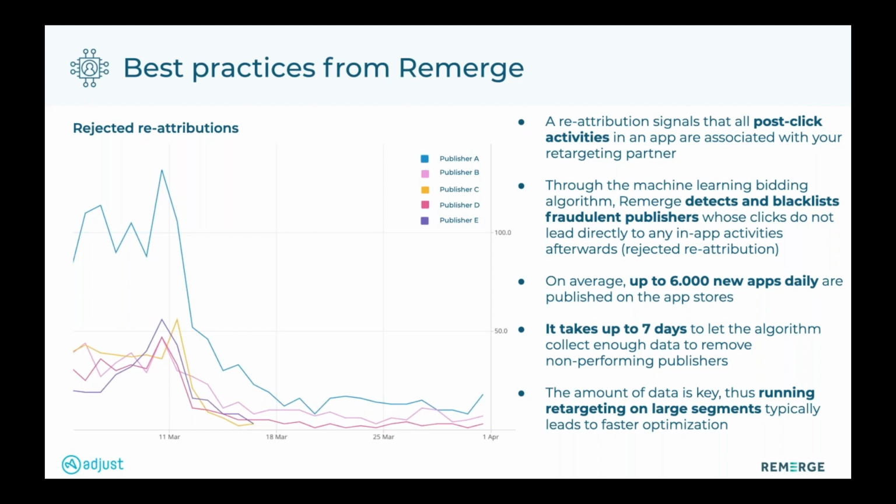The baseline for that is actually that we need to collect as much data as possible. On average, it takes Remerge 7 days to have a fully optimized algorithm set up for each individual publisher, leading in the end to a lower spend on these publishers.